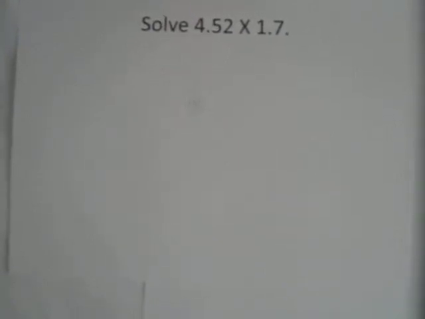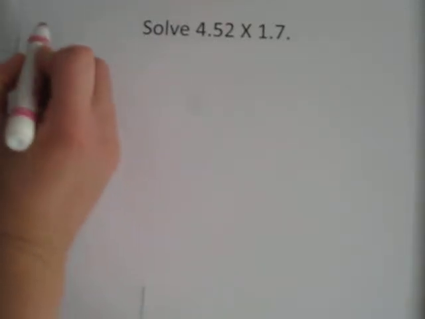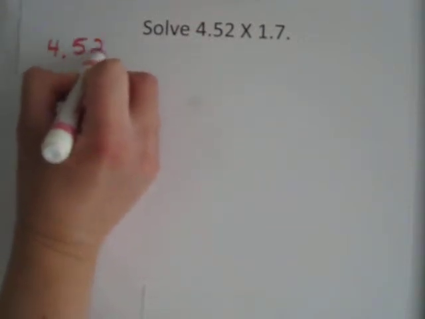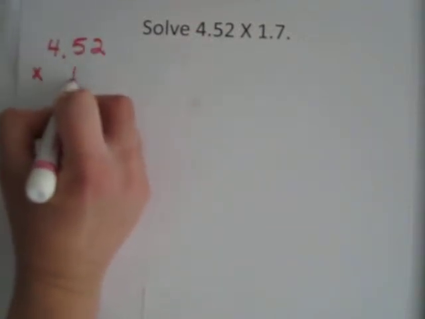Today we are going to solve this multiplication problem with decimals in it: 4 and 52/100ths times 1 and 7/10ths. To solve this, we write it out using traditional multiplication. We don't have to line up the decimals, don't have to do anything.